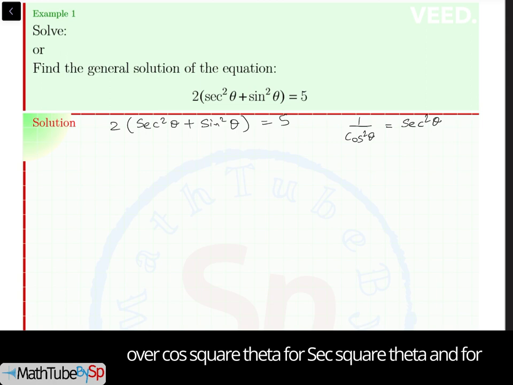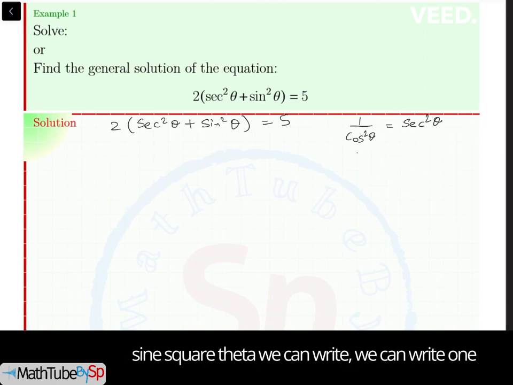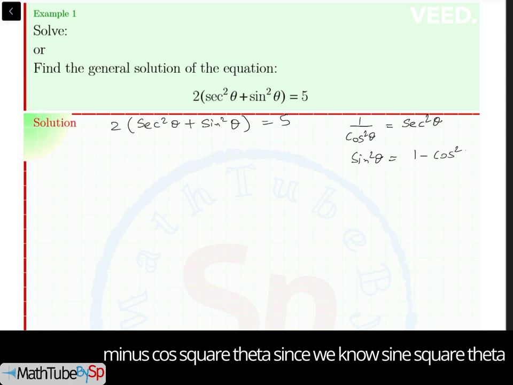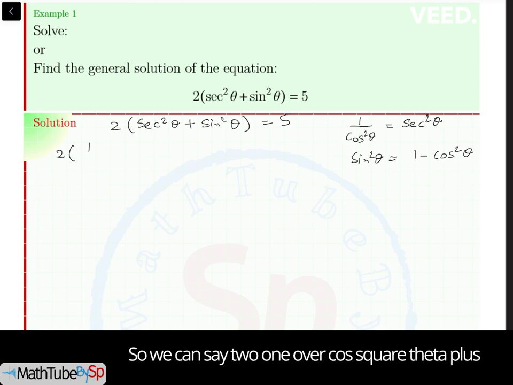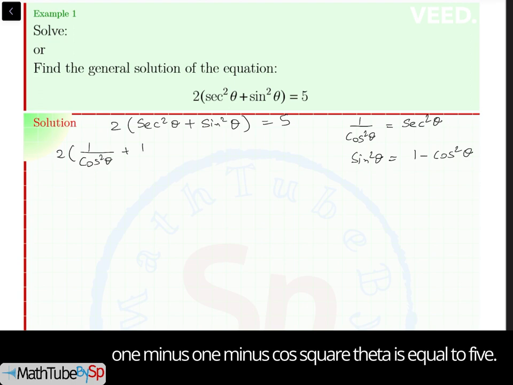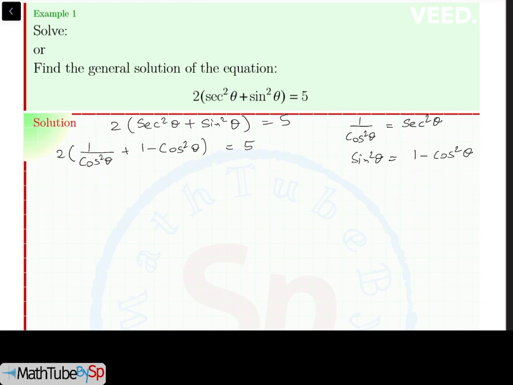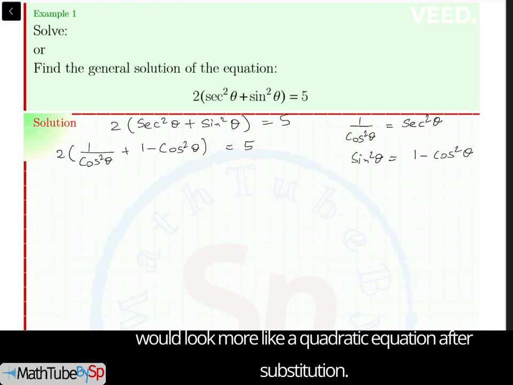and for sine square theta we can write 1 minus cos square theta, since we know sine square theta plus cos square theta is 1. So let's put that together. So we can say 1 over cos square theta plus 1 minus cos square theta is equal to 5. So we have one equation in all cos. Let's simplify this a little bit further, so it would look more like a quadratic equation after substitution.